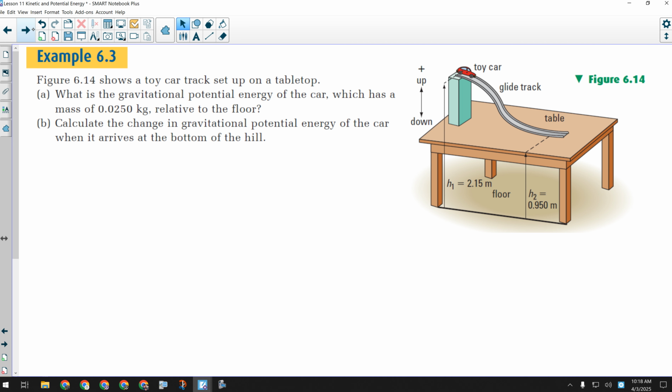Copy that one down. You probably want to do a rough version of the diagram as well. Again, we're just looking at change in gravitational potential energy here. I'll give you a few minutes on that one, and we'll walk through it.